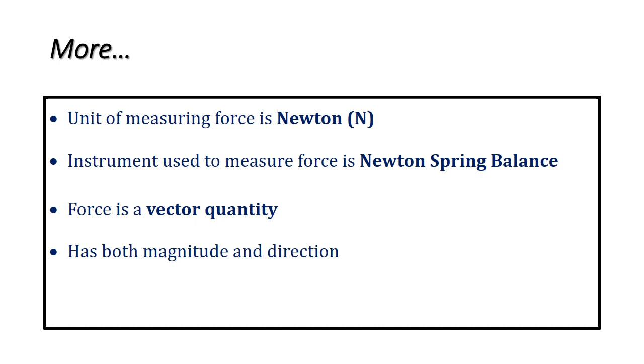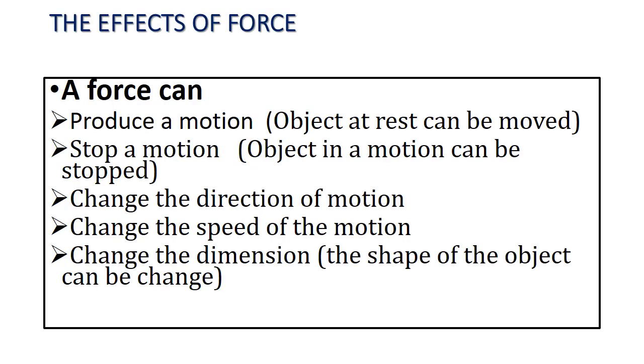Unit of measuring: the standard international unit of measuring force is Newton. And the instrument used to measure force is Newton's spring balance. And force is a vector quantity. Why is it a vector quantity? We know the physical quantity which has both magnitude and direction, we call it a vector quantity. So force has magnitude and direction, so it belongs to vector quantity.